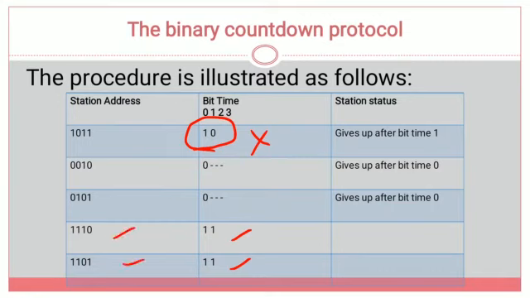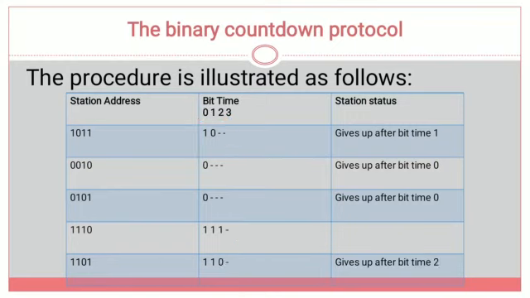Now these two stations again broadcast the next bit, that means the third bit value. When the third bit value is 0, that station gives up after bit time 2. So the winning station is this one, and it gets channel access after bit time 2.